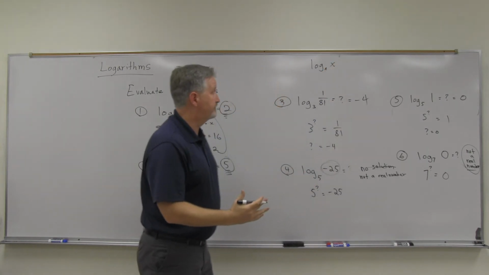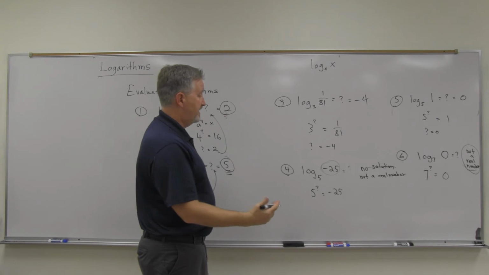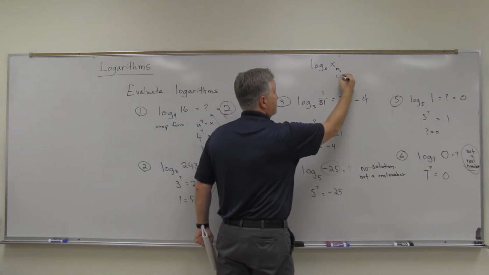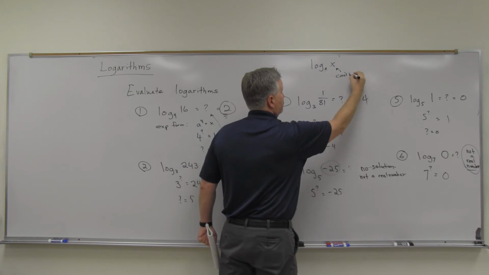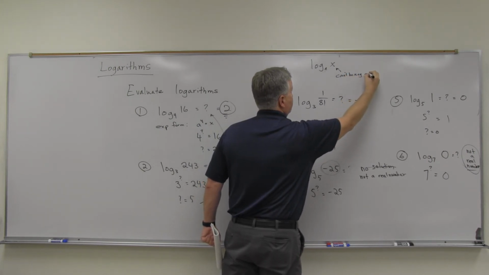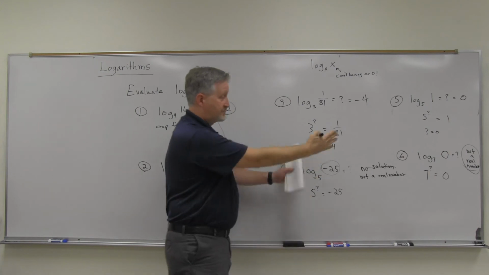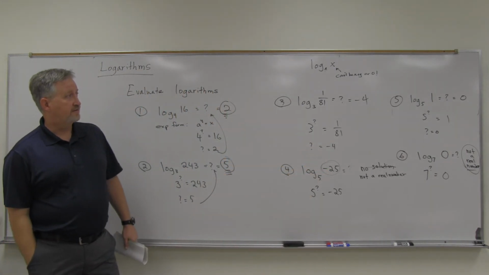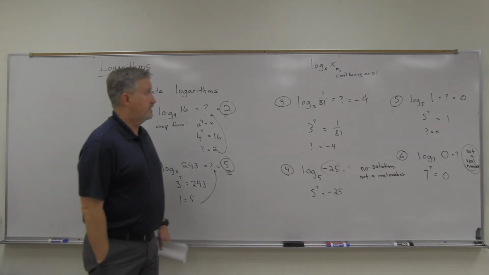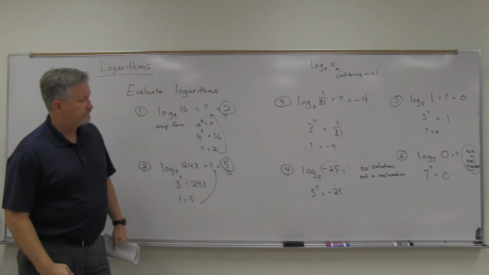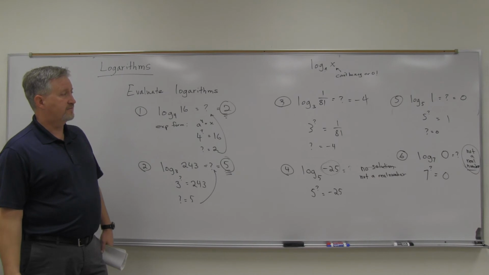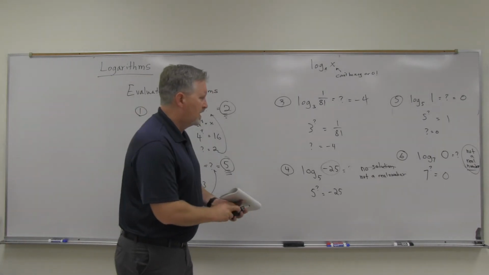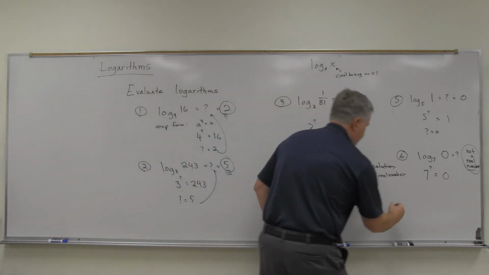When I've got a logarithm, log base A of an x, the x can't be negative and it can't be 0. And this is why, because you just can't get a power of A that gives you that value. Okay? Let me do one more.